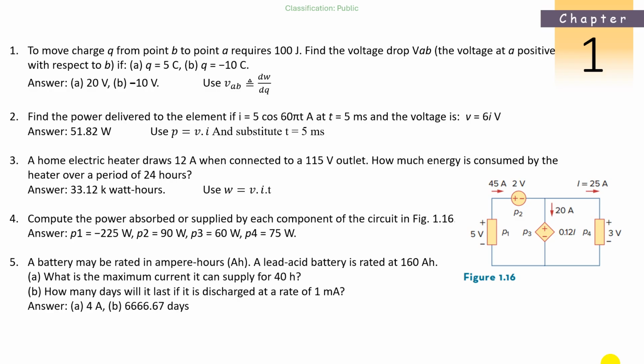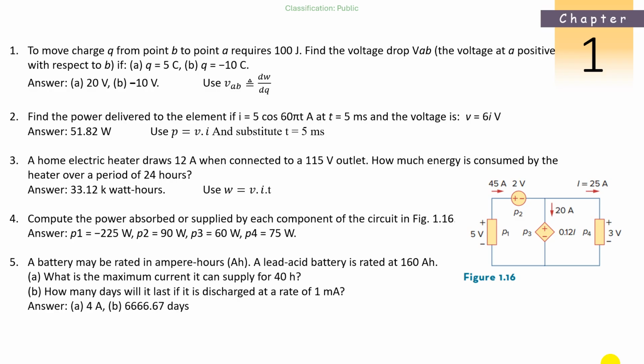For joules per second, we have to convert the 24 hours into seconds: V I t, where t should be in seconds. For watt hour, the electrical quantity, we need not convert 24 hours into seconds, just multiply. So what is the equation? P equal to V I t. What is V? 115. What is I? 12. What is the time? 24. Then you will get 33.12 kilowatt hour.